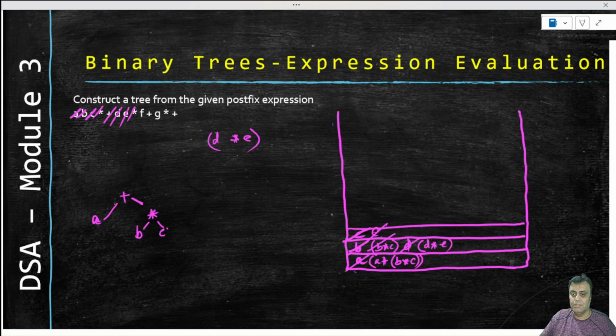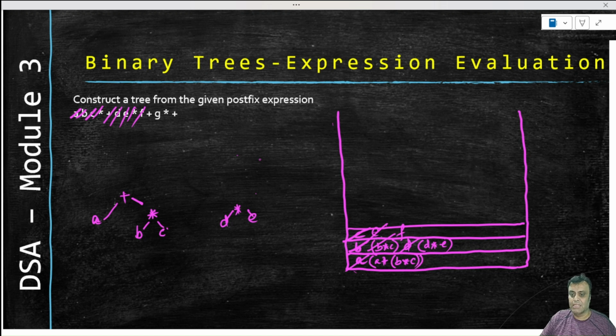So D star E. If you push into the stack, then first things first is we do not know what is the relationship of D star E with this particular tree. So we will just keep it alone for the time being. So this is D star E. Right? Now next is our F. So F will be pushed into the stack.